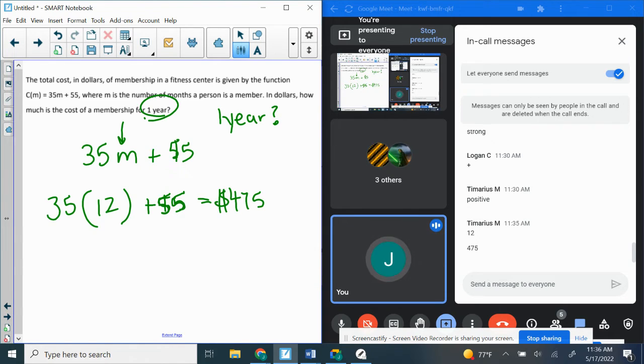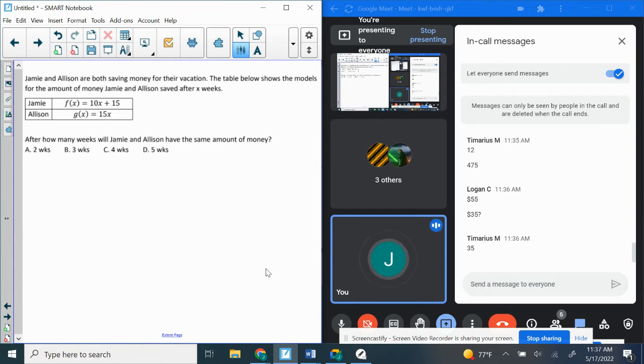$475. What is the fee that they're not going to be able to get out of? Like looking at that function, what do you have to pay no matter what? What if you never show up but you buy a membership? How much money will it cost you? Do you remember? Good. Yes. And how much does it cost you per month? Yes, good. $35 per month, $55. That's that non-negotiable. As soon as you sign that contract, you have to pay $55, and then you're going to pay $35 every month. Good job, Logan and Timmy. You guys are awesome. I appreciate you chiming in with me, friends.